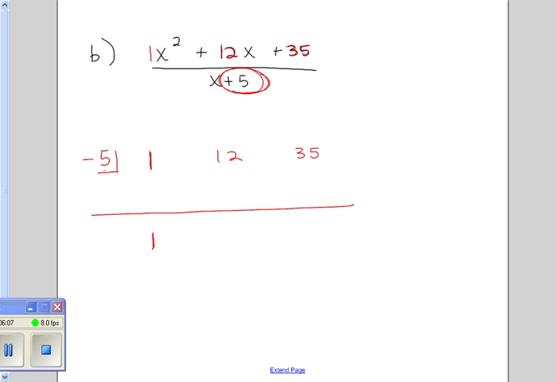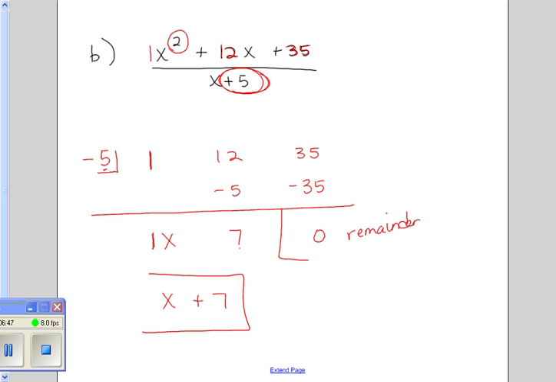So 1 times negative 5 is negative 5. Positive 12 and negative 5 would be a positive 7. 7 times negative 5 would be negative 35. Positive 35 and negative 35 would combine to be 0. So remember that last number is always your remainder. This means that we don't have a remainder; it divided evenly. Go back, substitute your variables in. So if I'm beginning with x squared, that means my answer will begin with just x. So my answer would be x plus 7, since that's a positive 7.